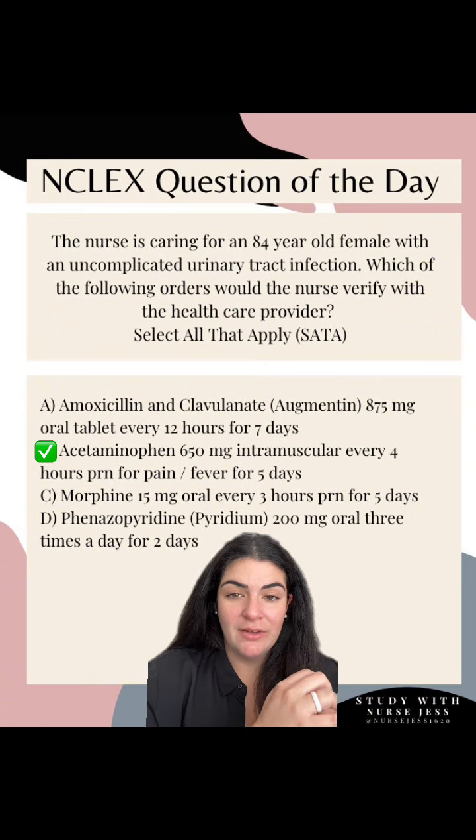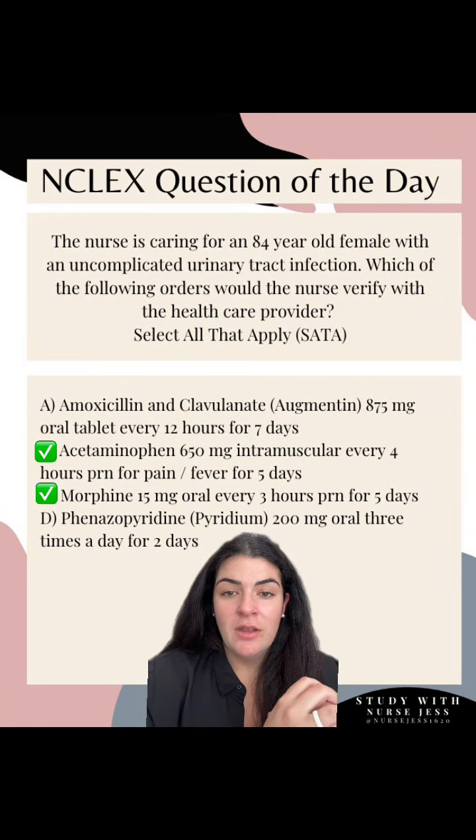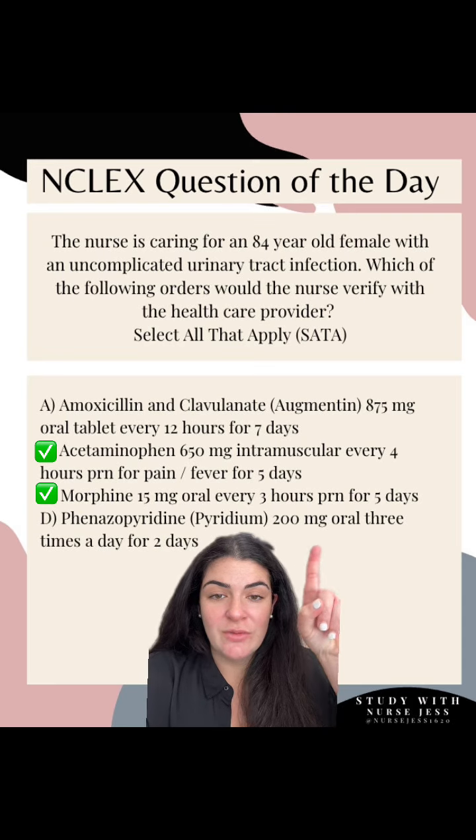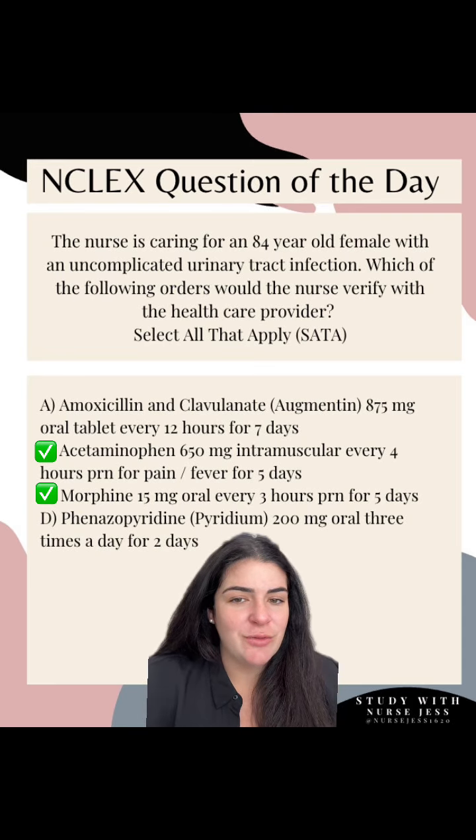Let's move on to option C. We have morphine, 15 milligrams, oral route, every 3 hours, PRN for 5 days. Now, if you selected this as an answer choice, you are also correct. This is something you need to verify for multiple reasons. But the main first things first is we have every 3 hours PRN for morphine, but no indication for what we need to give it for. Typically it's pain, but you need to see that on the prescription in order to know when am I giving this medication.